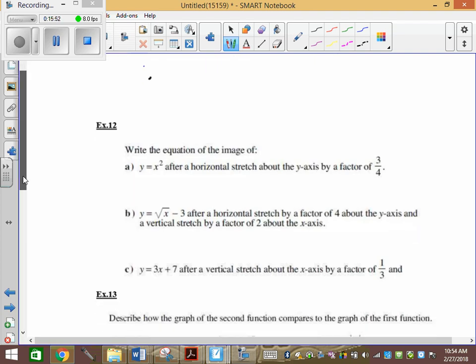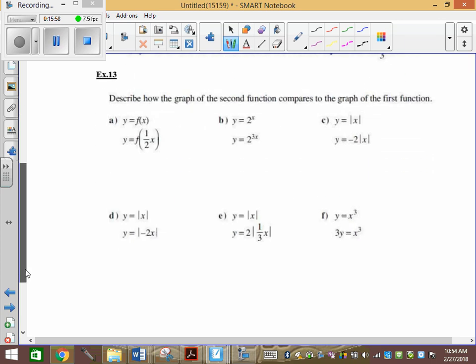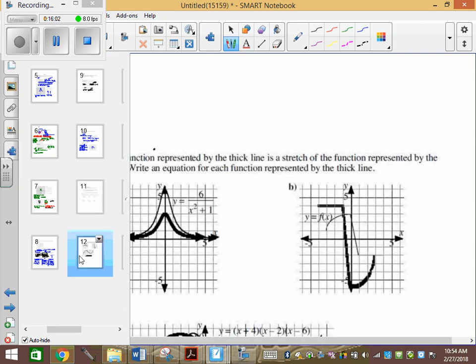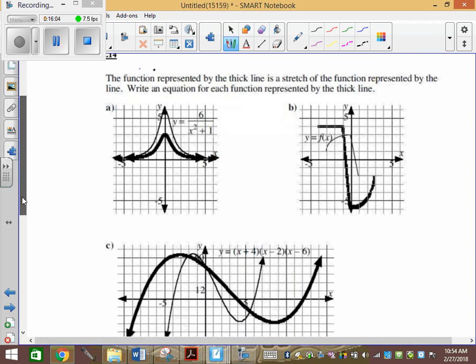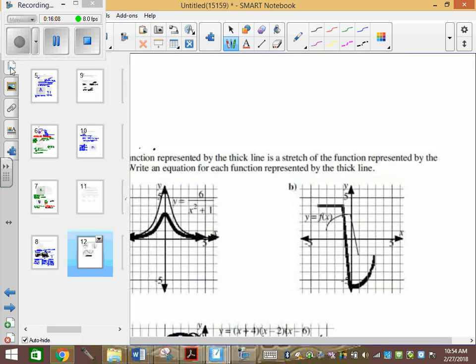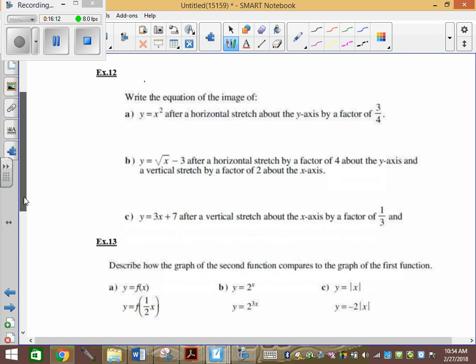So you're going to do example 12. And then we're going to move on to these ones, which I didn't make you do yesterday, where you have to come up with the equation from the graph. It's probably the hardest part. So we're going to do 12, and then we're moving on to, I give you all of them, what do you do with them? Okay.